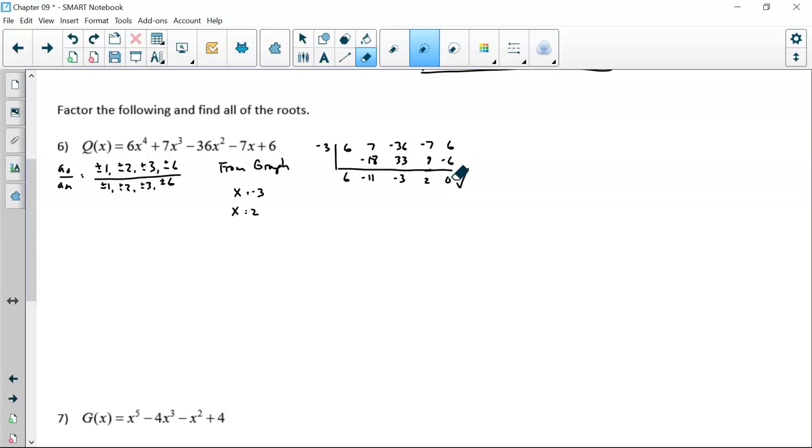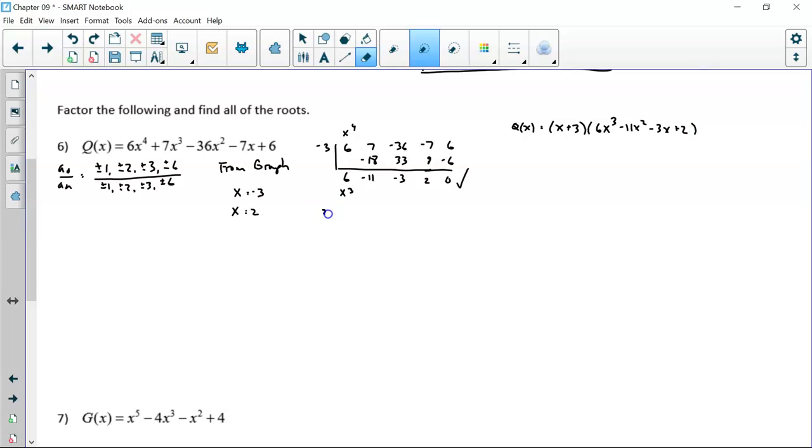That's good. This was my coefficient for x to the 4, so this is x cubed. So my factor, x minus negative 3, so it could be x plus 3 is the factor. And then we have 6x cubed minus 11x squared minus 3x plus 2. Now I want to keep factoring this down so I can get down to a smaller polynomial at the end. I'm going to get down to a quadratic.